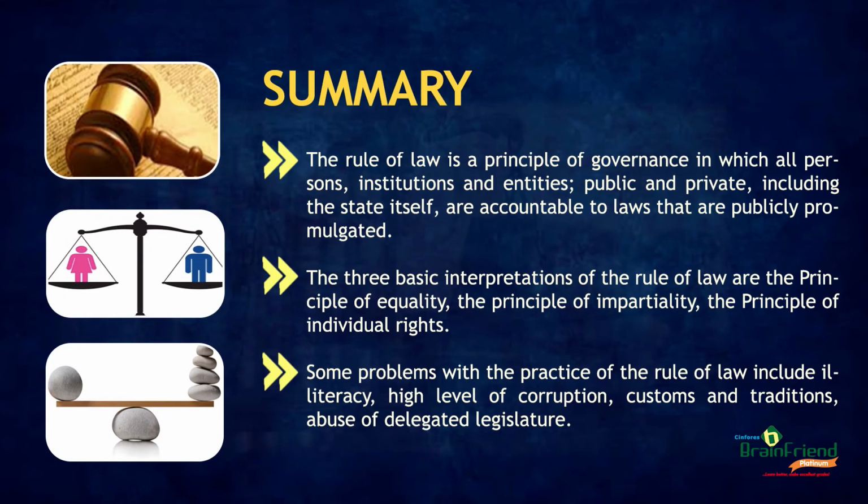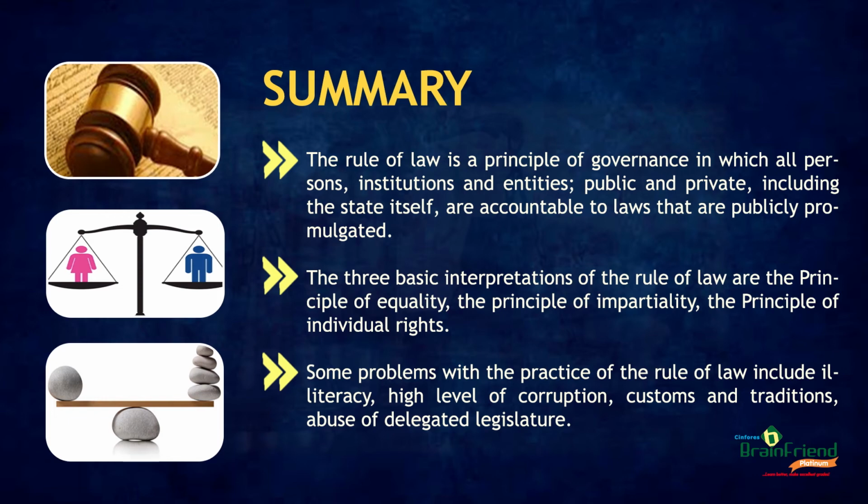We have come to the end of this lesson, but just before we go, let us take a quick recap of all that we have done so far in the course of our lesson. We started by saying that the rule of law is a principle of governance in which all persons, institutions, and entities, public and private, including the state itself, are accountable to laws that are publicly promulgated. In other words, we said that the rule of law means the supremacy of the law over every member of the society.